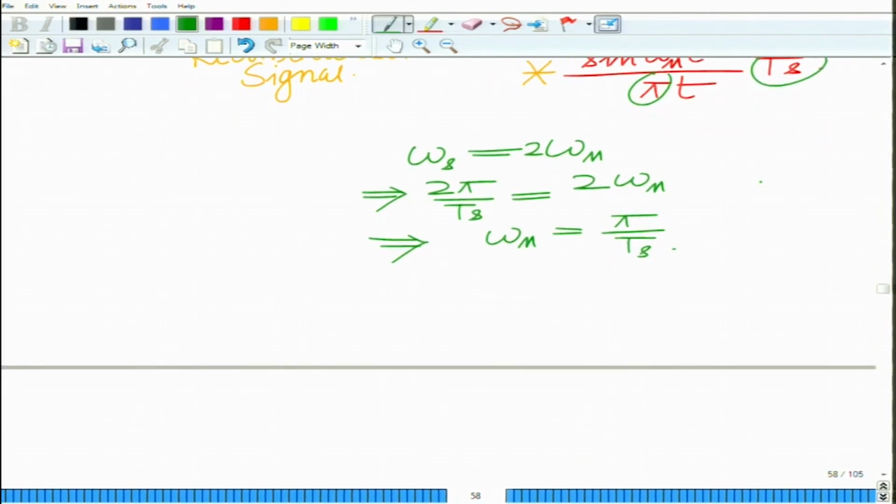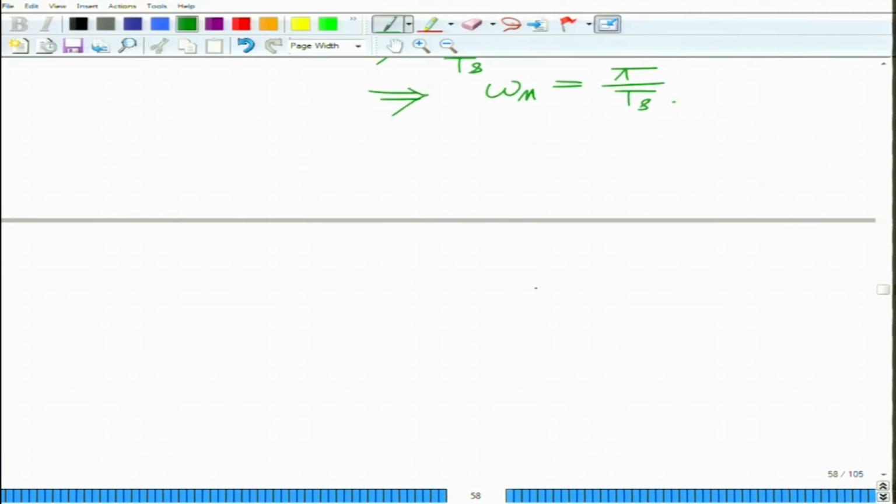That is, when you choose the sampling frequency omega s such that it is exactly the minimum sampling frequency required to avoid distortion, that is omega s equals twice omega m, in this case we have omega m equals pi over T s, where T s is the sampling duration or the sampling interval, the interval between two consecutive samples. Okay.